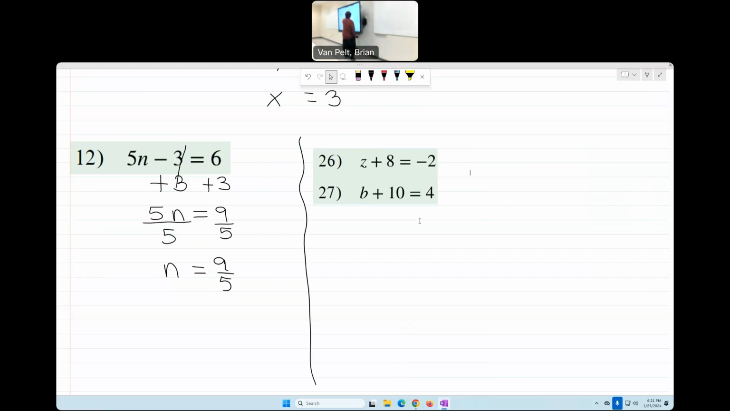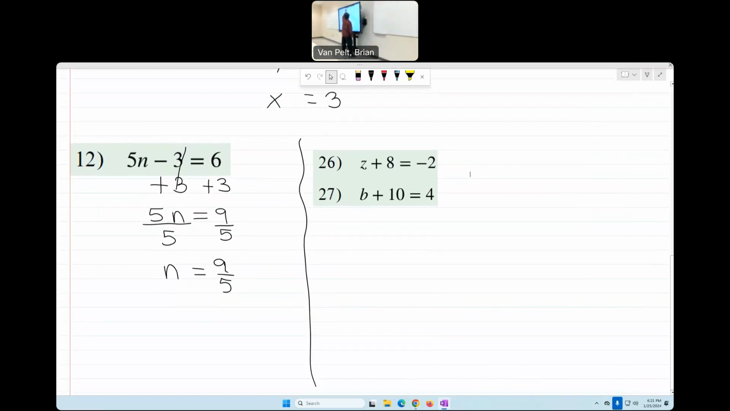So on the first one, on 26, we have z plus 8 equals -2. Give yourself more space, spread it out. That's one of the things I see students do, like paper is precious or something. I mean, maybe it is. But I have plenty of this.